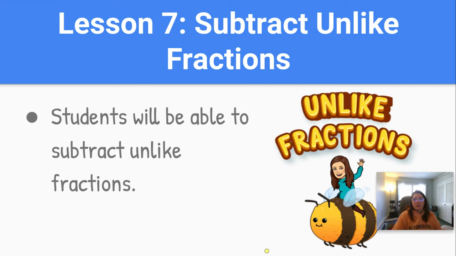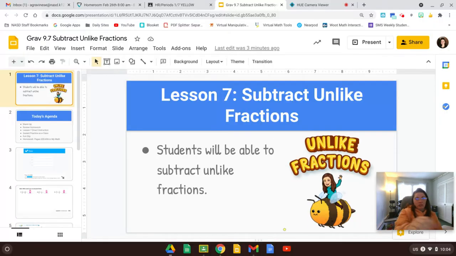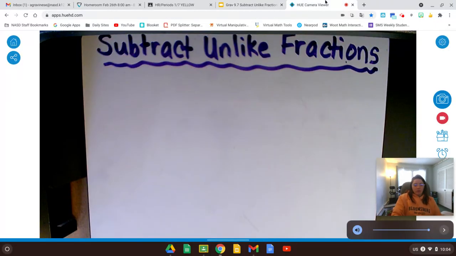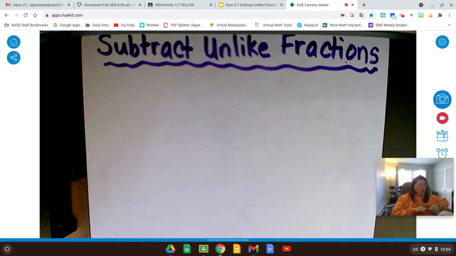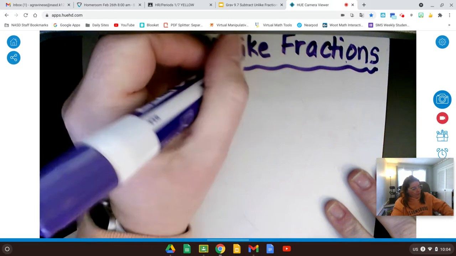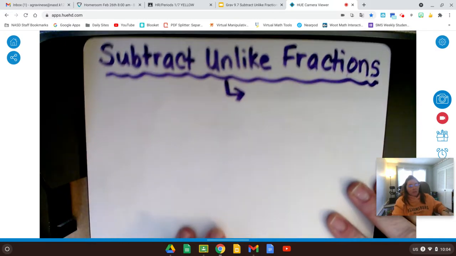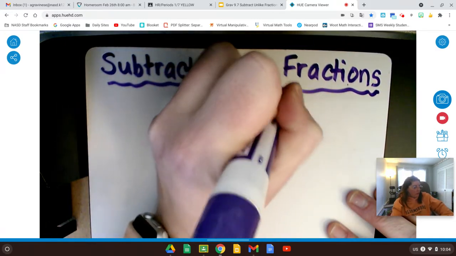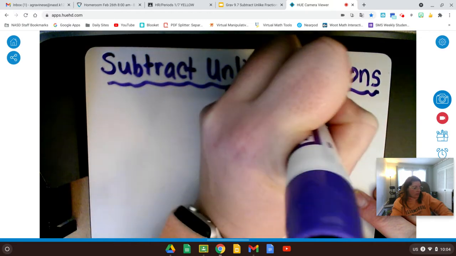Today we are still in chapter 9, looking at lesson 7, subtracting unlike fractions. Students will be able to subtract unlike fractions. All right, so in the previous lesson and video, we added unlike fractions, and today this is pretty much the exact same thing, except you're subtracting. So just to review, unlike fractions are fractions that have different denominators.